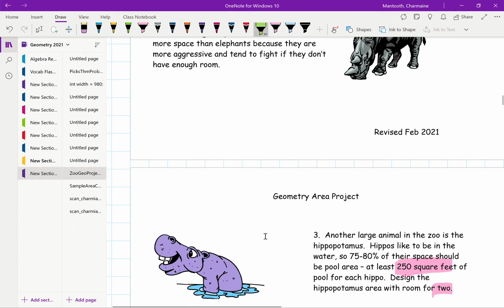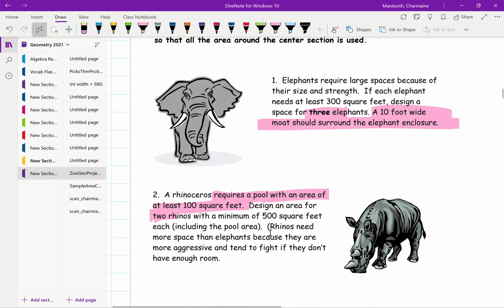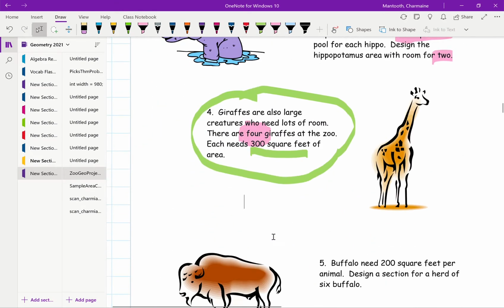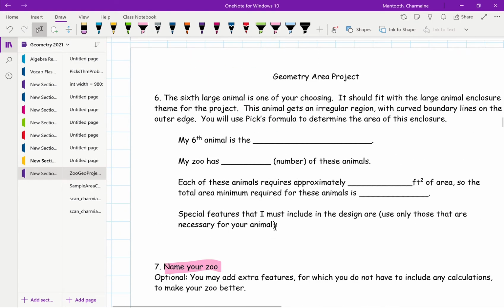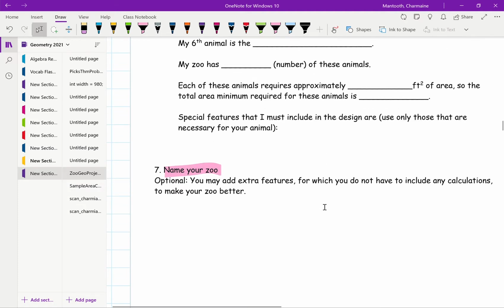For the 5 animals that are given to you, the elephants, the rhinos, the hippos, the giraffes, and the buffalo. And then you have your 6th animal for which you have to do a little bit of research. And that's going to be the only animal that's not enclosed in a polygonal region. This one's going to be an irregular shape that has curvy edges that you're going to use Pick's formula for. For the other ones, you're just going to use area of rectangle, area of triangle.